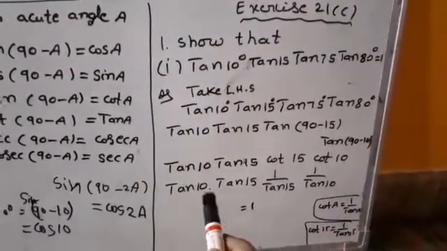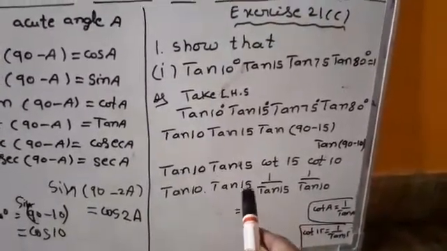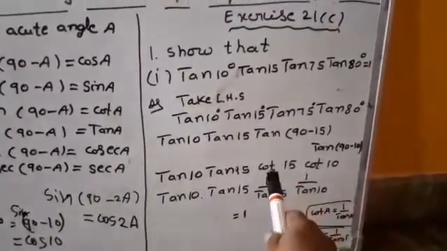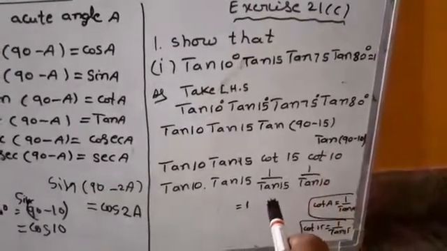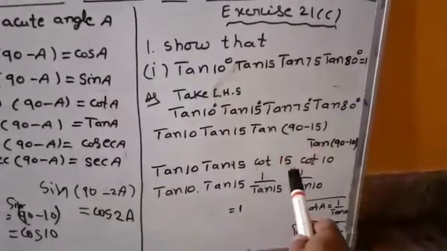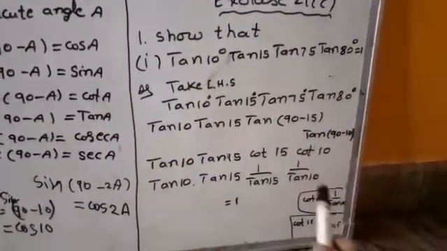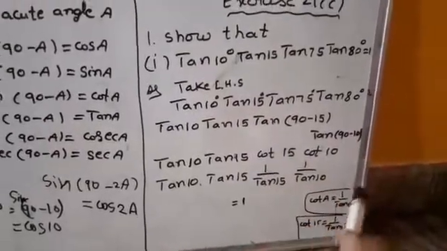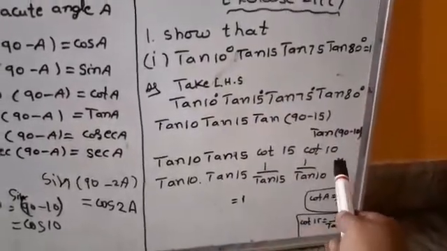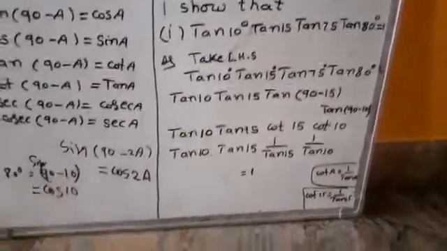Next, tan 10 the same, tan 15 the same. Again, the cot formula is 1 by tan: cot A equals 1 by tan A. So here cot 15 value is 1 by tan 15; we should apply the formula. Next, cot 10: cot means 1 by tan is the formula. So cot 10 value is 1 by tan 10.